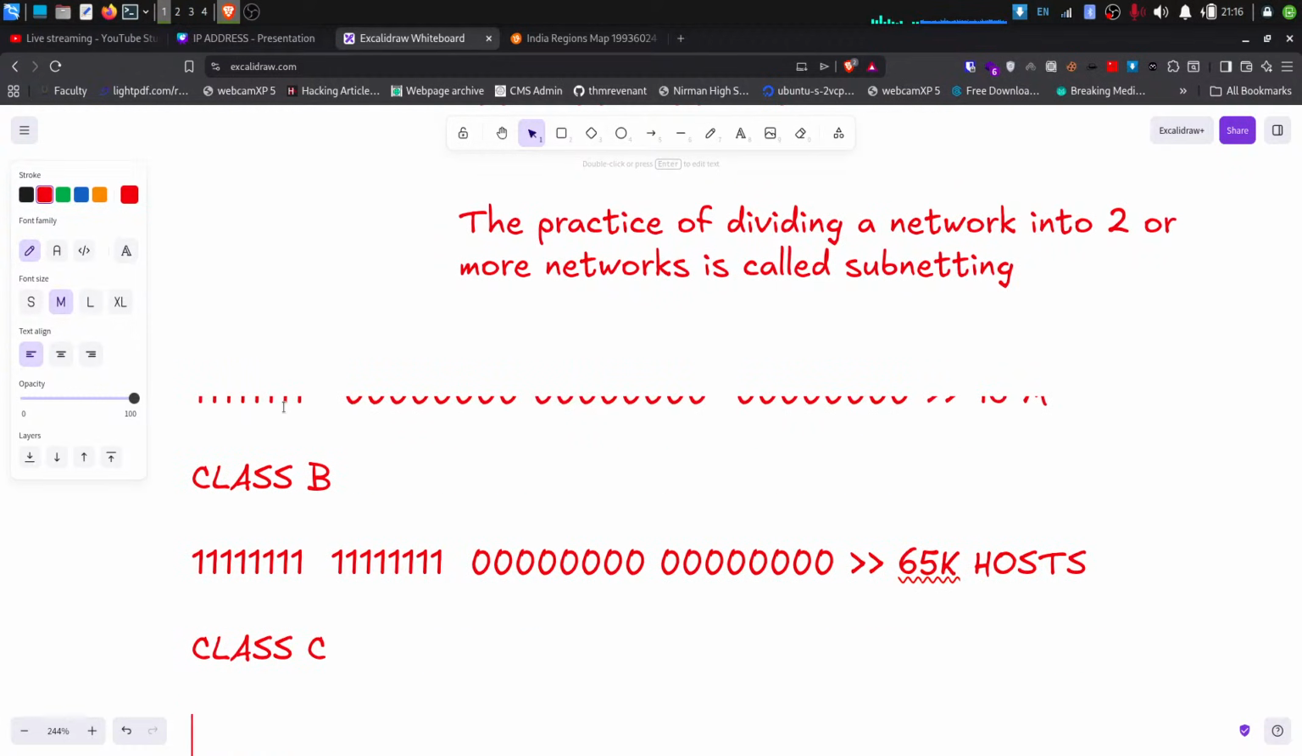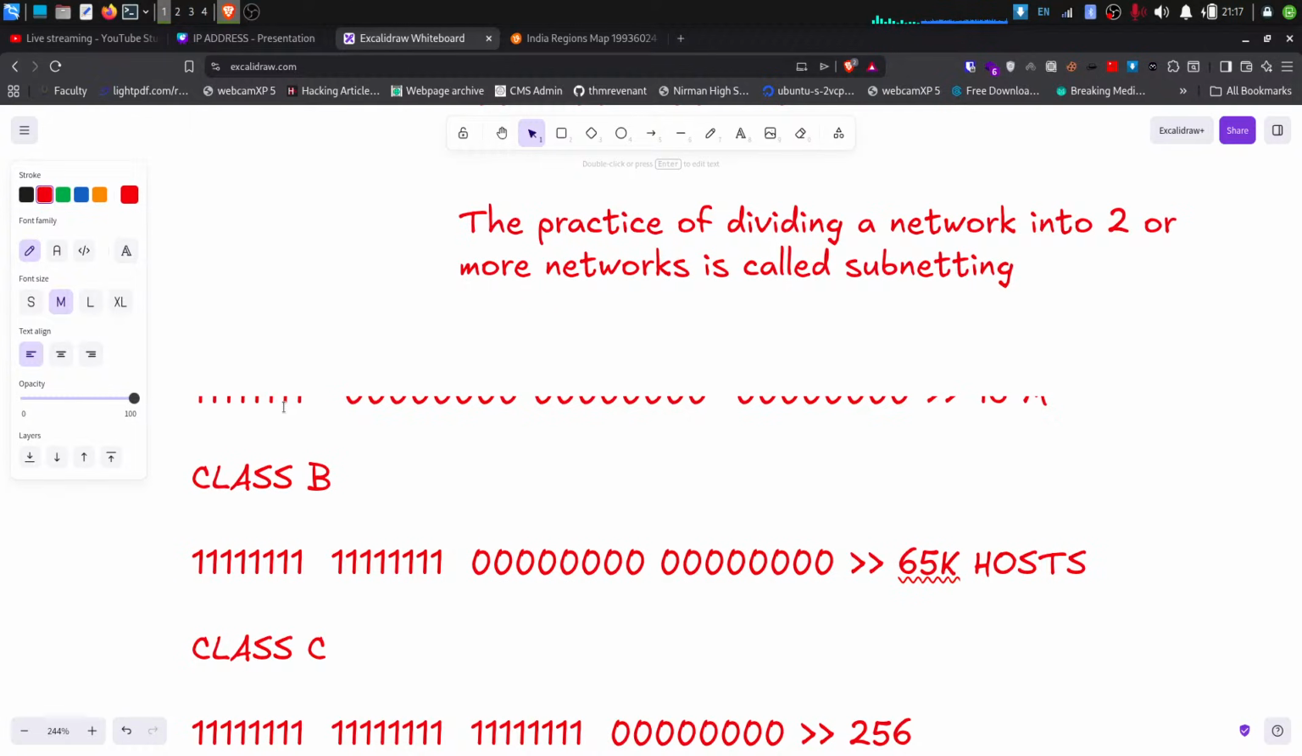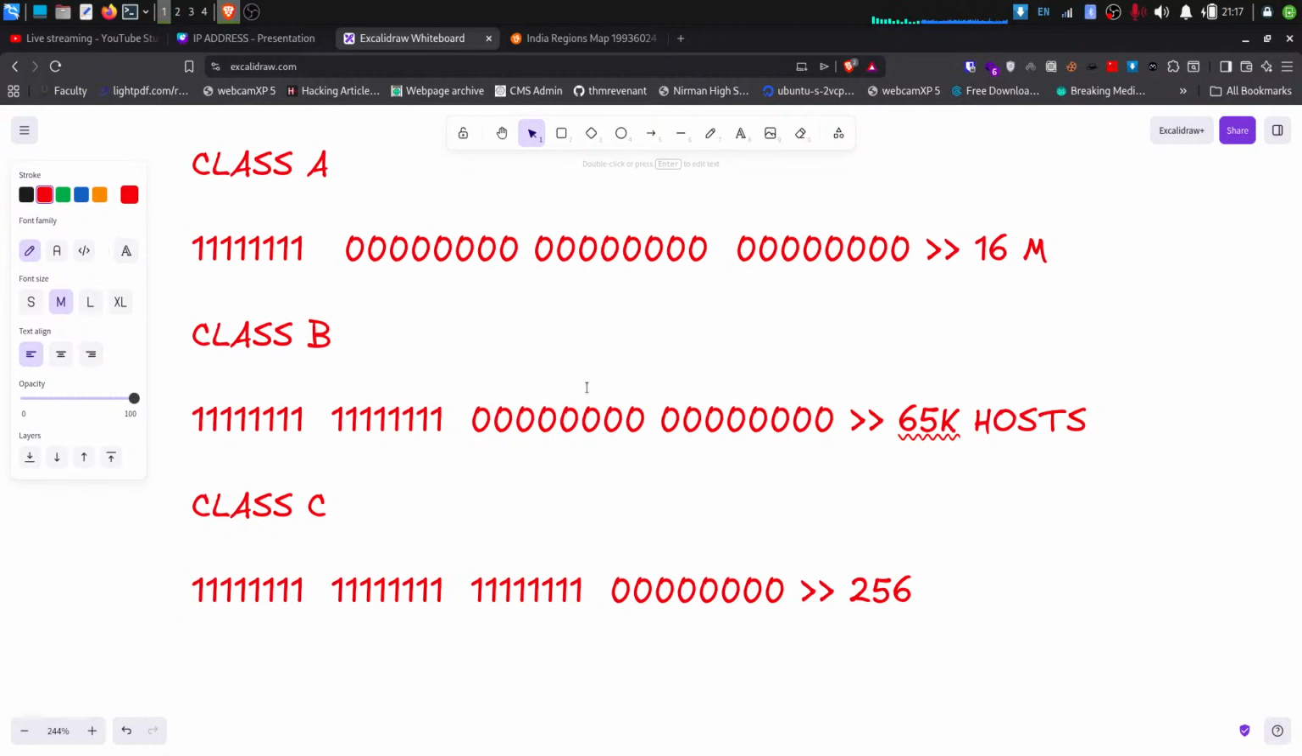And now, in the end, we'll be seeing class C. In class C, we have 8 bits, 8 bits, 8 bits, and the last one, 8. And in this last section, for example, we'll just take every host here. We are not reserving anything. So in total, we have these things here.